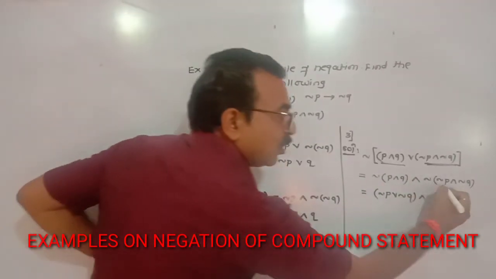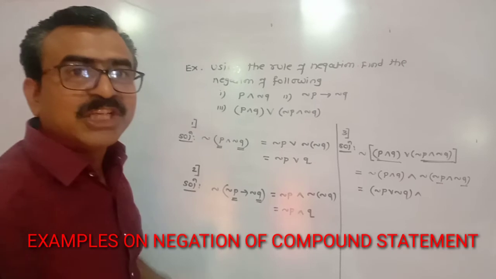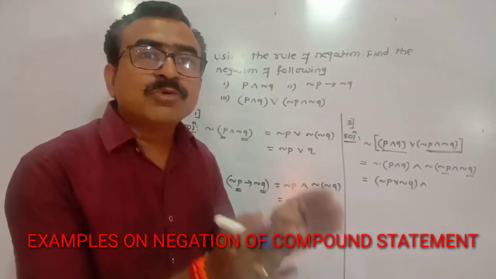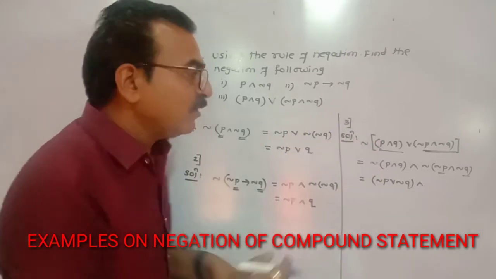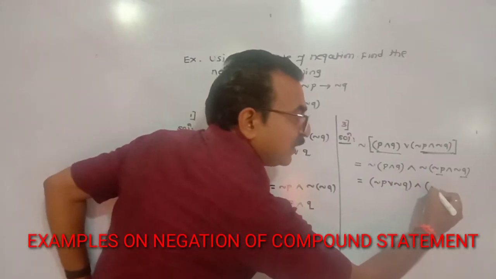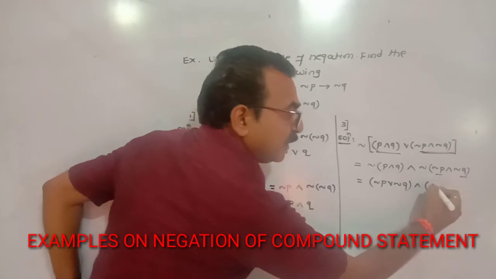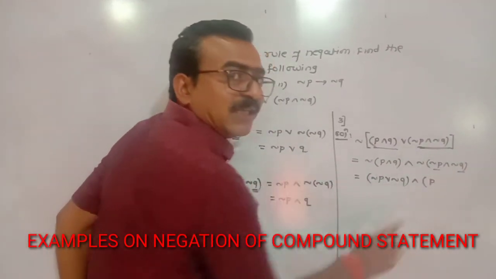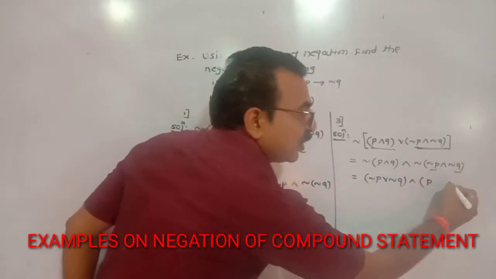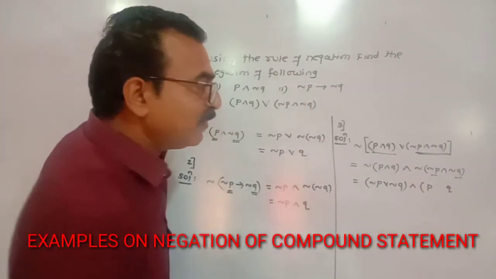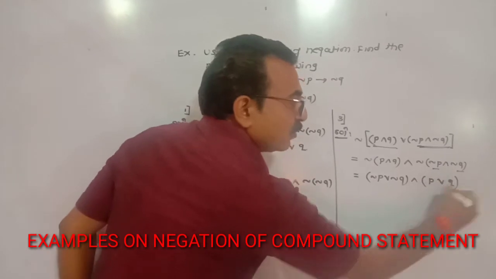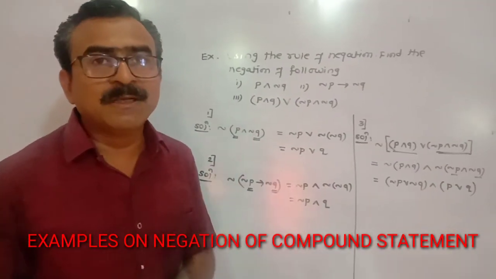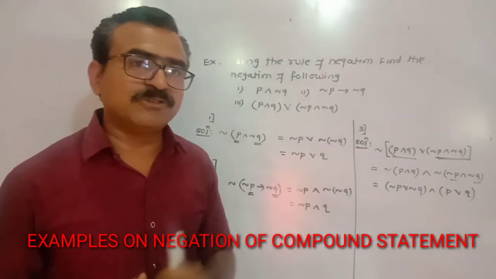Here also two statements are given, that is negation P and negation Q, connected by AND. According to the rule of negation of conjunction, perform the negation of the first statement, that is negation of negation P, means the statement itself. Now perform the negation of the second statement, that is negation of negation Q, means Q itself, and replace AND by OR. Understood? So friends, here we have completed some examples based on the negation of compound statements.